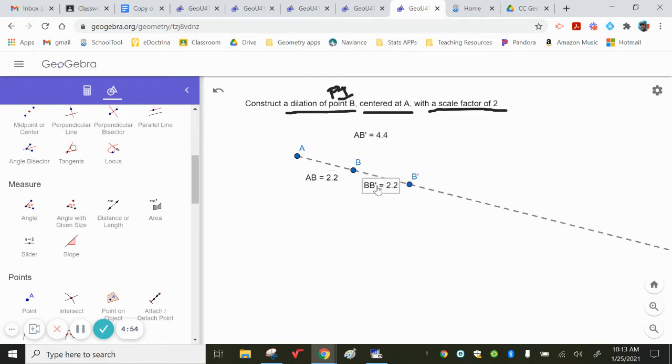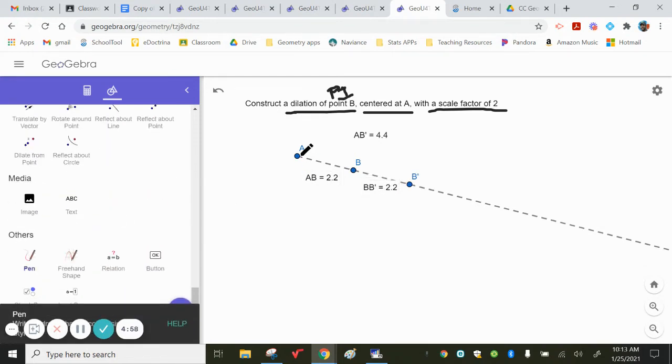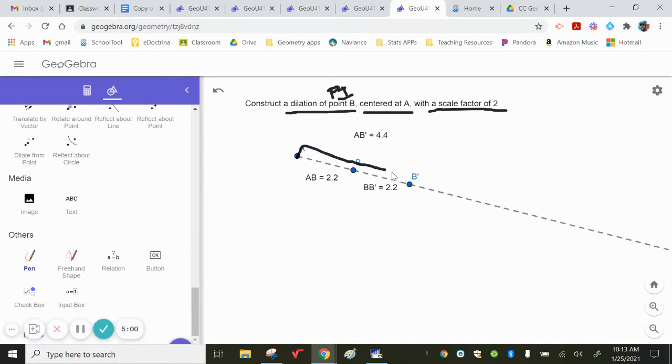Let me get these things arranged here a little nicer. So there's the distance. And we know that when this happens, the distance from A to B prime should be exactly double the distance from A to B. And the reason for that is because of the scale factor.